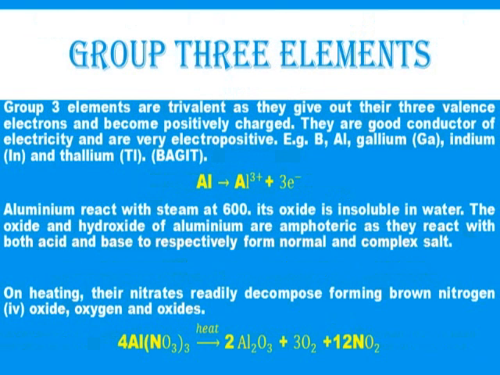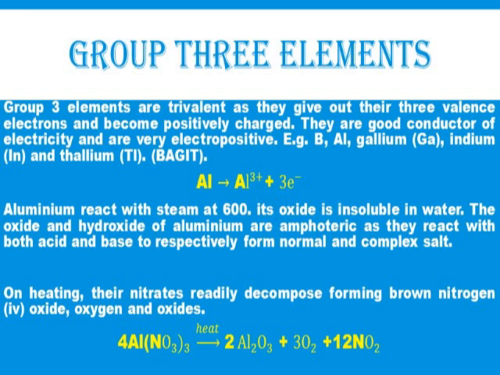So let's look at the group 3 elements. Now, the group 3 elements are trivalent, as they give out their three valence electrons and become positively charged. They are good conductors of electricity. Their examples include boron, aluminium, gallium, indium, and thallium, and are condensed in the acronym BAGIT. When aluminium gives out its three electrons, it becomes positively charged.